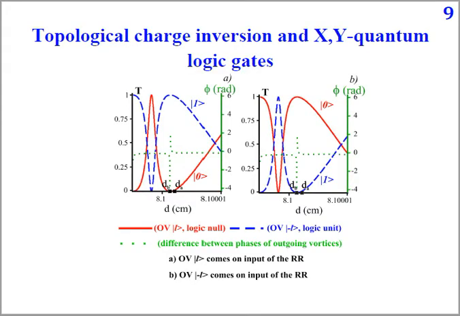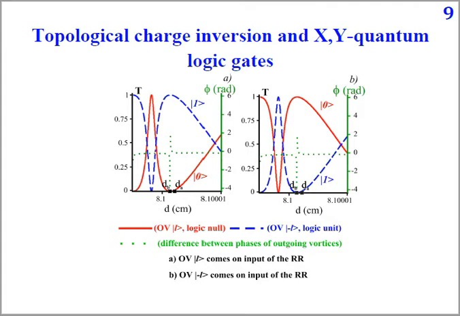So what is the result? First, consider the case of excitation of the ring resonator by an optical vortex with a topological charge more than unit. Then, as follows from figure A, tuning of the ring's length d allows one to invert the sign of the topological charge of the outgoing field. The same situation is observed when the ring resonator is excited by an optical vortex with the topological charge minus L.